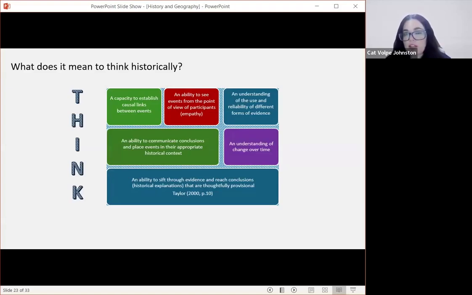So things change over time, understandings and perspectives. So this is what it means to think historically. These are the main points of what you are teaching in history. So take note of these points and remember those as really the driving force of the history curriculum.